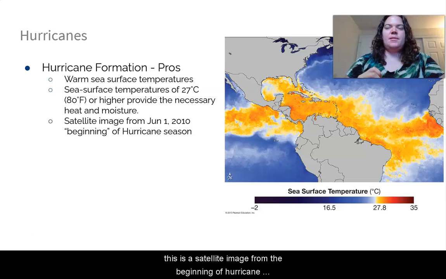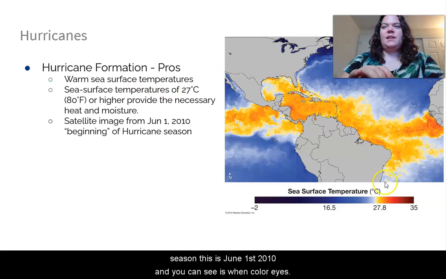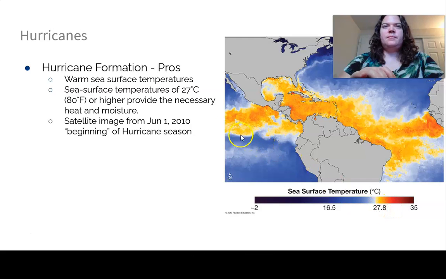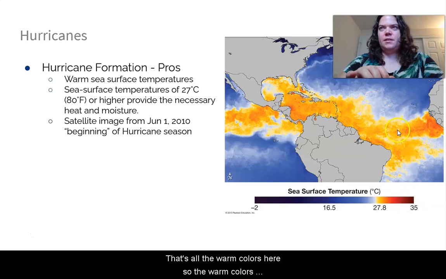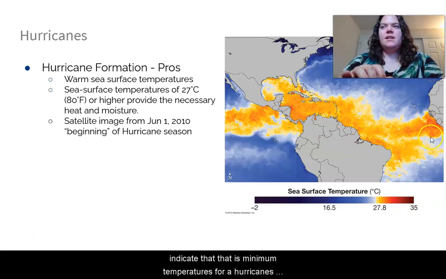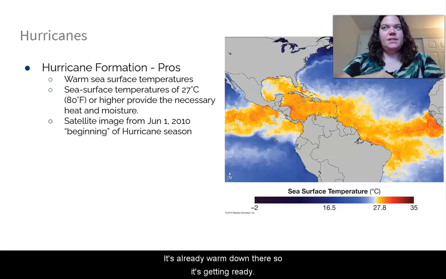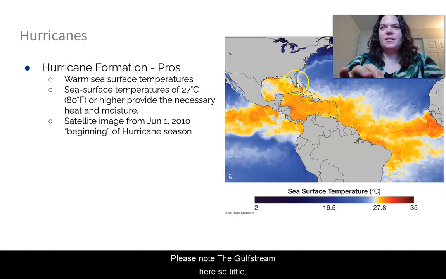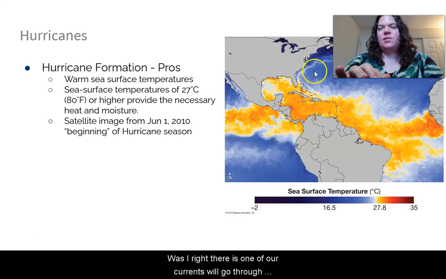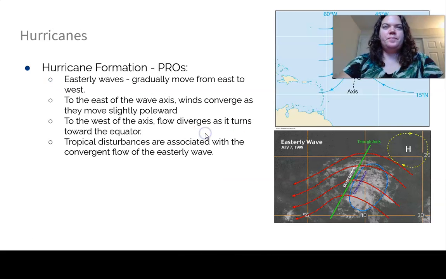And this is a satellite image from the beginning of hurricane season. This is June 1st, 2010, and you can see it has been colorized for 27 degrees C or higher. So that's all the warm colors here. The warm colors indicate the minimum temperatures for our hurricanes to grow. So you can see even in June, it's already warm down there. So it's getting ready. Please note the Gulf Stream here. It's a little guy right there, one of our currents. We'll go through ocean currents in a later class.